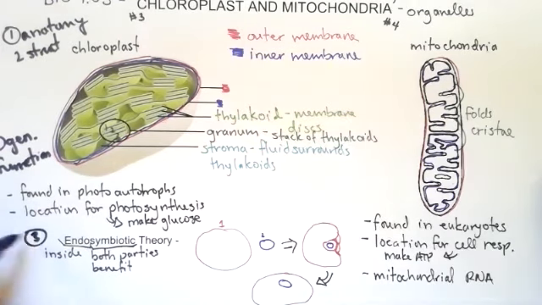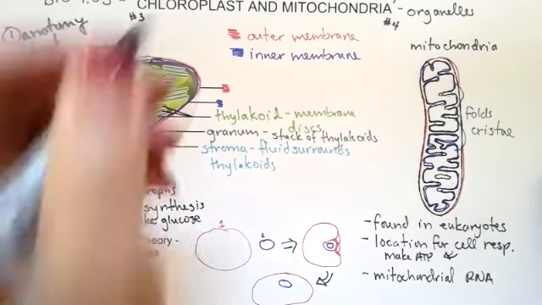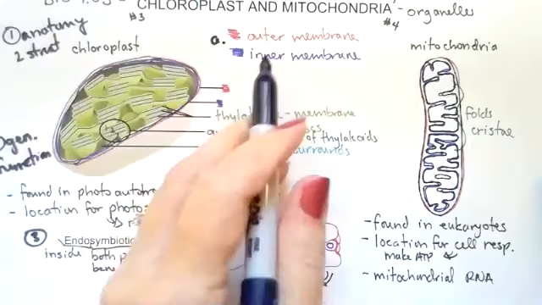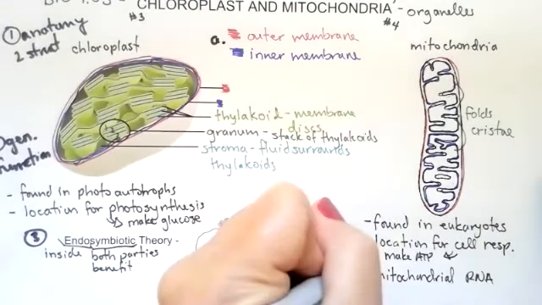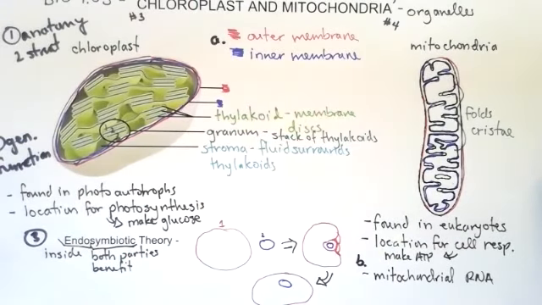Our third thing then is the endosymbiotic theory. How did these guys get together? And our proof for this, so proof A is that we have an inner and outer membrane. Proof B is that they have their own genetic information. So that's what we were looking at in this video.